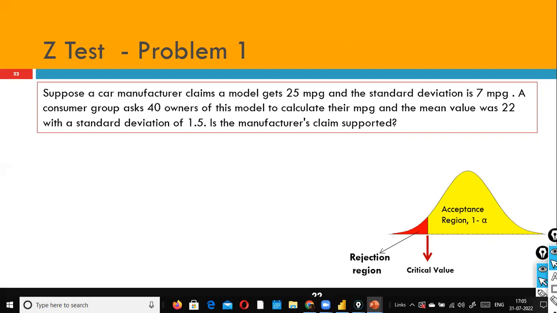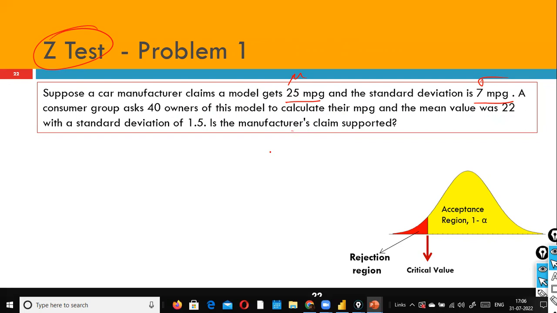Let's say a car manufacturer claims that a specific model of their brand's car gives 25 miles per gallon, and they have also given the standard deviation. So this is my population mean, and I know the population standard deviation. Since I know it, I can conduct a z-test. A consumer group asks 40 owners of this model to calculate their miles per gallon, and the mean value was 22 with a standard deviation of 1.5. Is the manufacturer's claim supported?